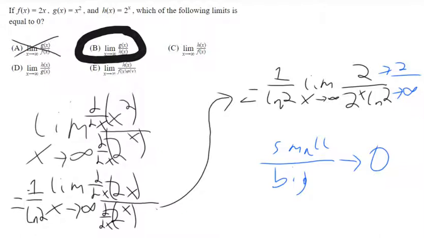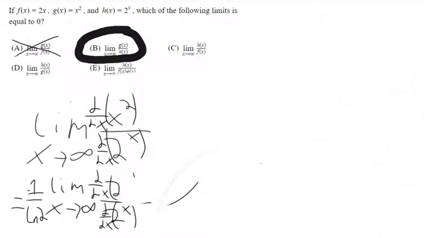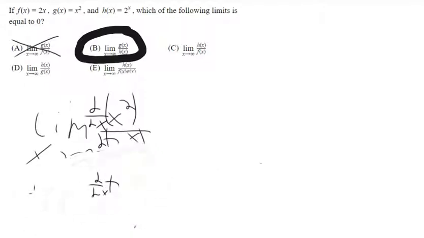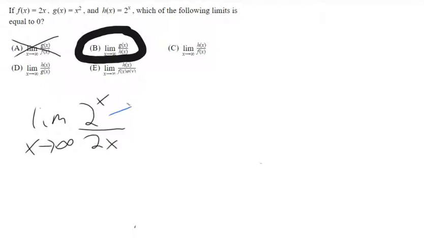But I am going to go over the rest of the answer choices too, for the sake of learning. So for answer choice C, we're looking at the limit as x goes to infinity of h of x, which is 2 to the x, over f of x, which is 2x. And as we've seen, 2 to the x is going to infinity as x goes to infinity, as is 2x. So infinity over infinity situation, we are going to do L'Hopital's rule. Differentiate.